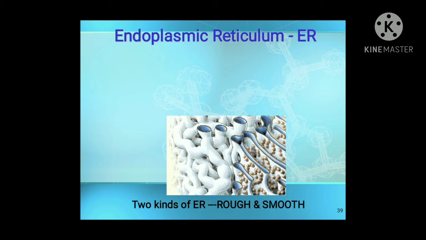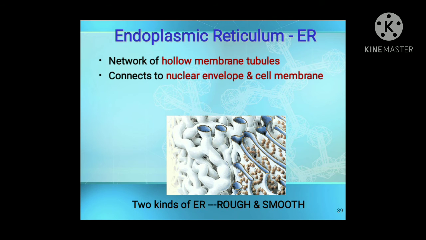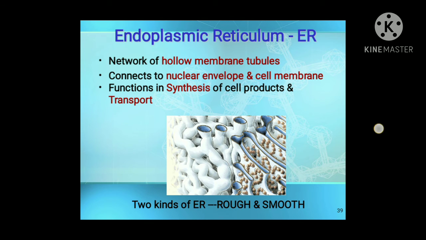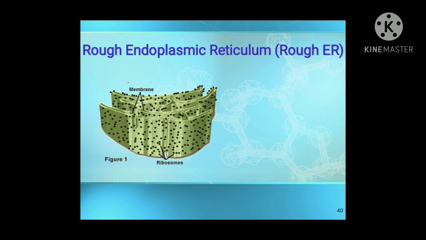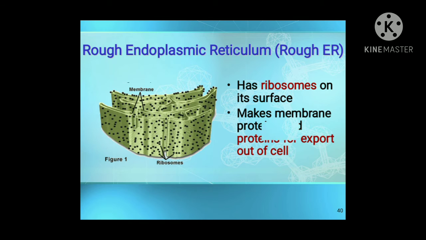Endoplasmic reticulum. It is a network of hollow membrane tubules. It connects to the nuclear envelope and cell membrane. It functions in synthesis of cell products and transport. Rough endoplasmic reticulum, or rough ER, has ribosomes on its surface. It makes membrane proteins and proteins for export out of the cell.